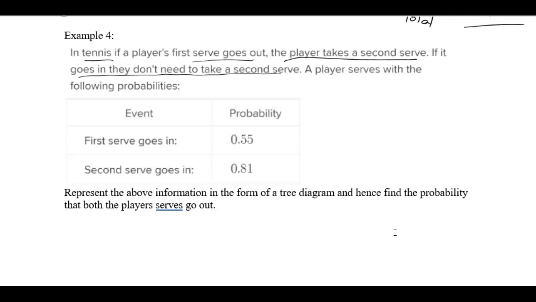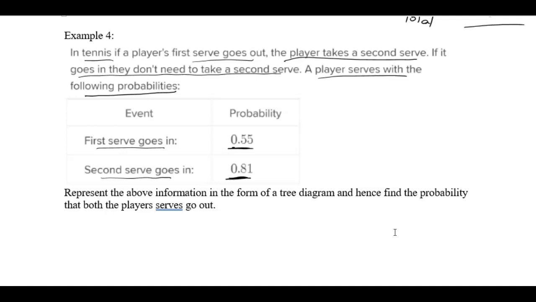Alright, so here is some information given to us. A player serves with the following probabilities. First serve going in is 0.55. Second serve going in is 0.81. So there's two serves here, right? So first serve going in, I always like to write the complementary because we're going to be needing that as part of the tree diagram.